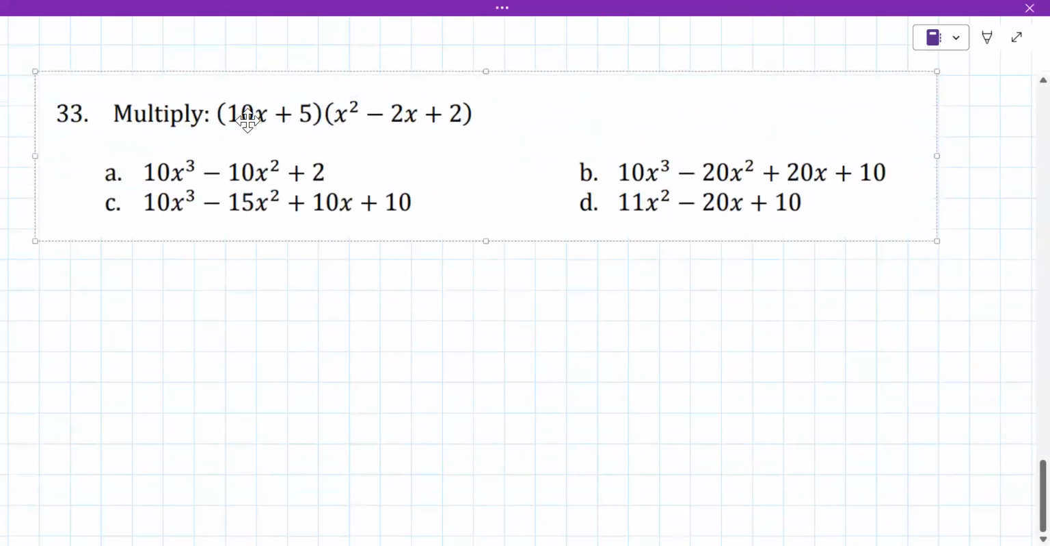So if you recall, you have to take this 10x and multiply by x squared minus 2x plus 2, then the 5 times the x squared minus 2x plus 2, and then you should be able to combine some terms. So what I'd like you to do is try to work it out without looking at the answers, and then look at the answers and decide which one is correct.